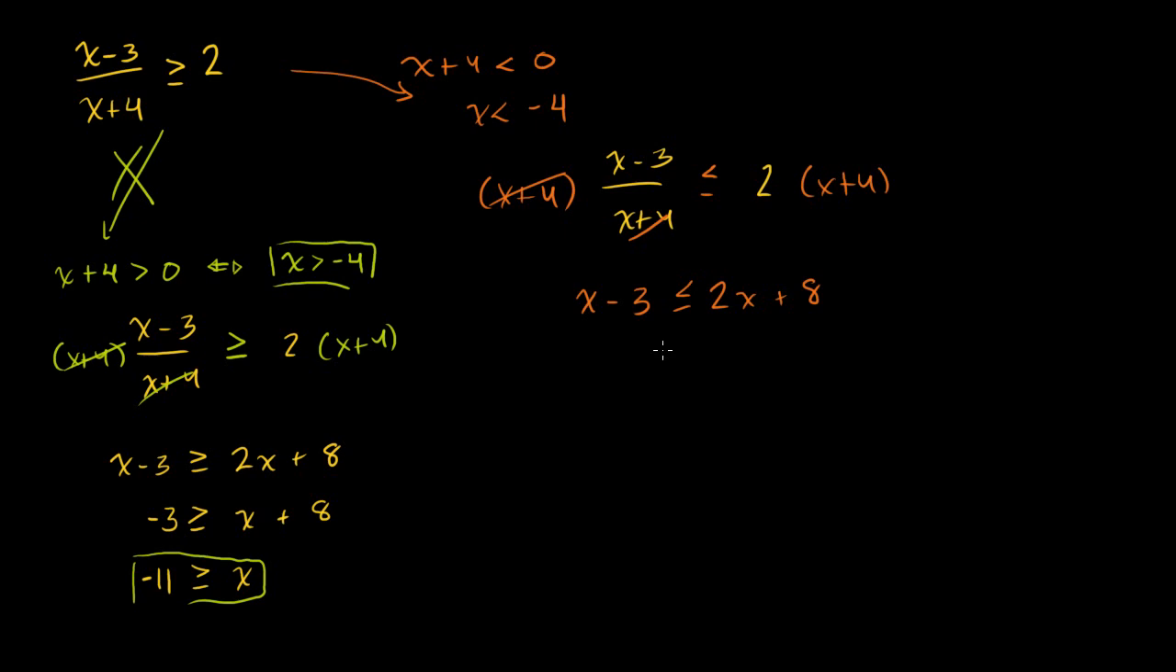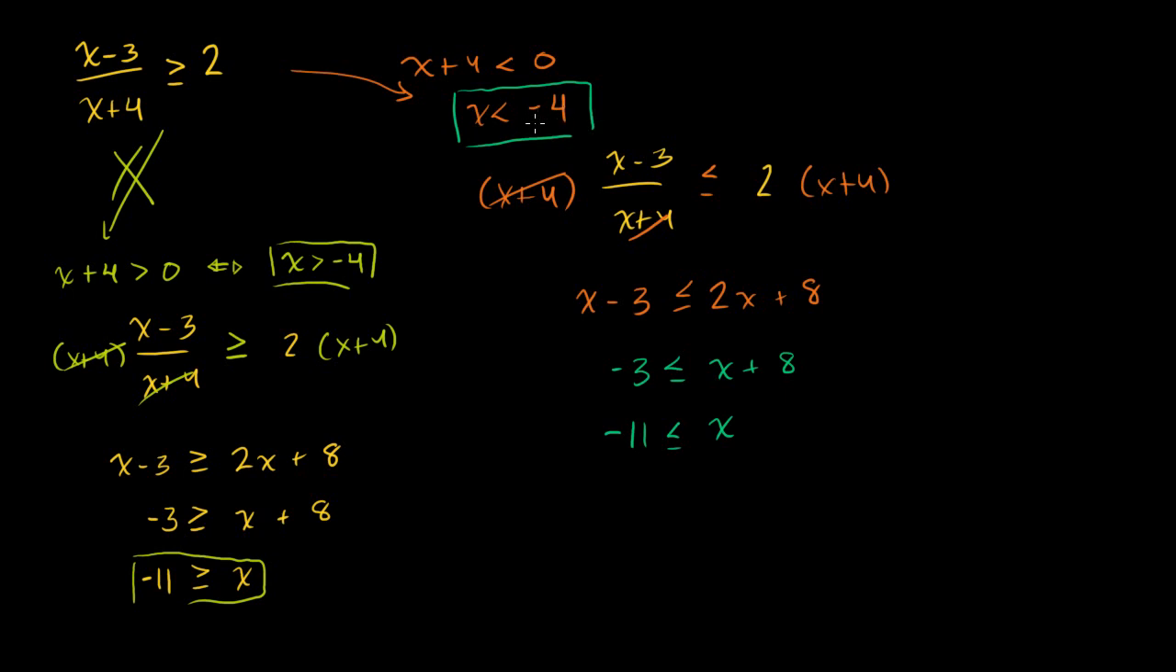And we do the same algebra. Let's subtract x from both sides. We get minus 3 is less than or equal to x plus 8. If we subtract 8 from both sides, we get minus 11 is less than or equal to x. So if we assume this is negative, we get x has to be less than minus 4.